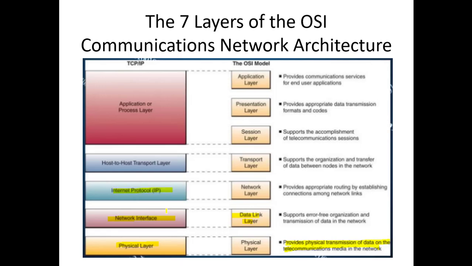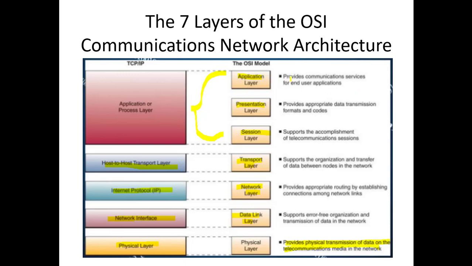The third layer in TCP IP is Internet Protocol or IP, and it is equivalent to the network layer of the OSI model. Provides appropriate routing by establishing connections among network links. Next one is about host-to-host transport layer, and in the OSI, it is named as transport layer. It supports the organization and transfer of data between nodes in a network. The 3 layers of OSI, application, presentation, and session, these three belong to application or process layer of the TCP IP.